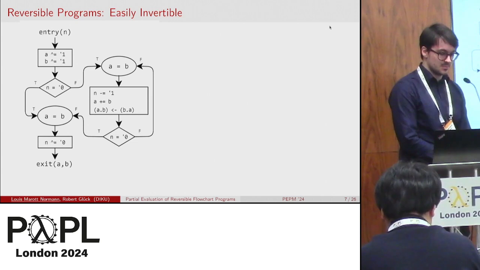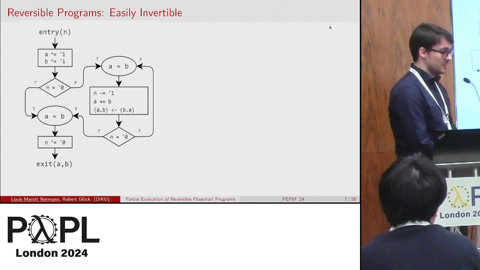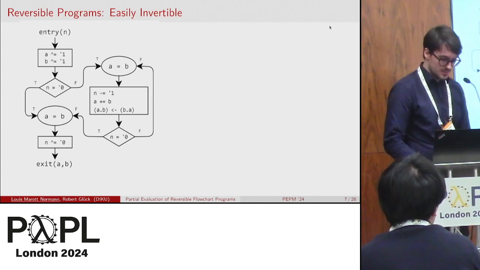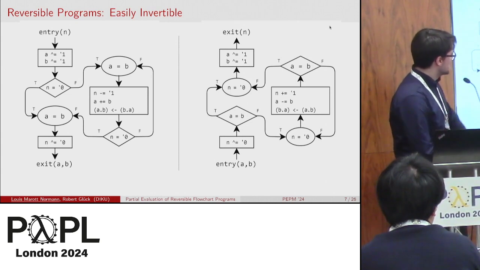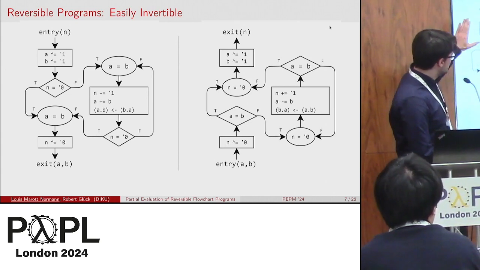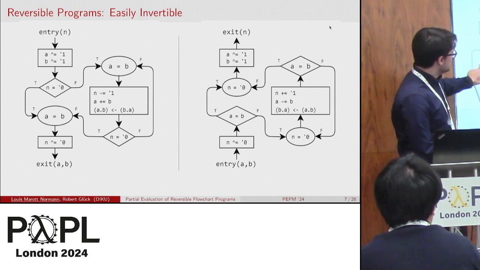I said we want this to be easily invertible. So the way you invert an RL program is by simply inverting the flow, and thereby swapping the places where we split and where we join, which maybe I should elaborate on.